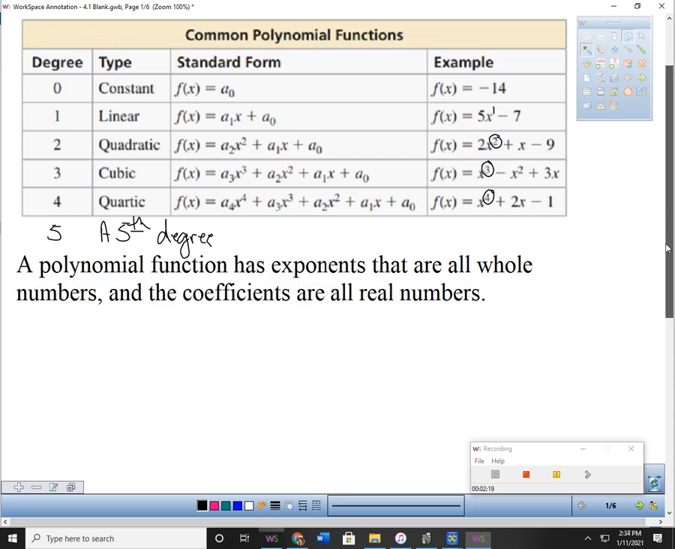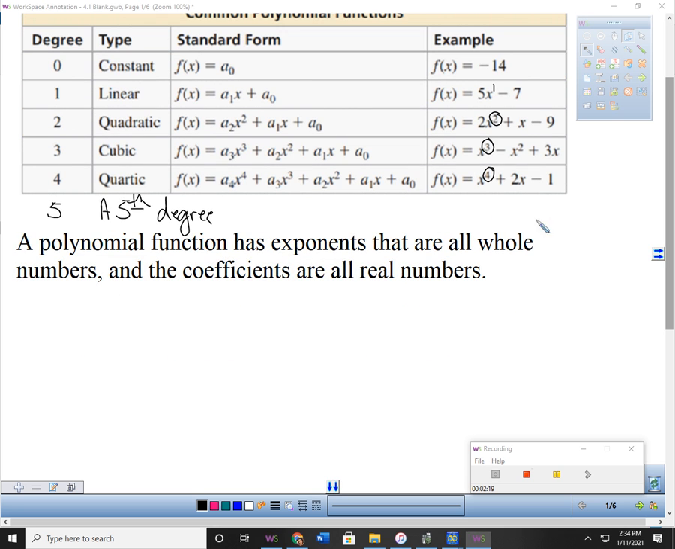So the definition of a polynomial function is that it has exponents that are whole numbers. And when we talk about exponents, I'm talking about the exponents of your variable. Okay, so exponents of your x. They have to be a whole number. What are whole numbers? What do they start with? Whole numbers start with 0, 1, 2, 3. So no negative numbers, right? No fractions, decimals, anything like that. The coefficients, which are all the numbers in front of your variables, those have to be real numbers. So we can't have any i's, right? Everything should be a real number.